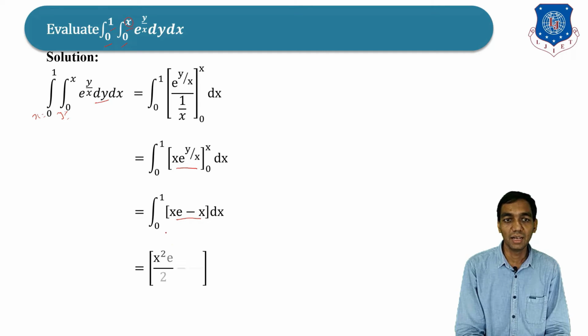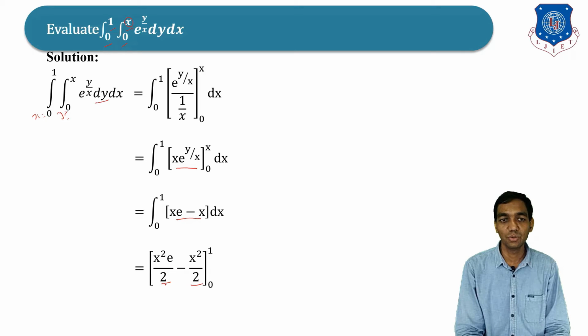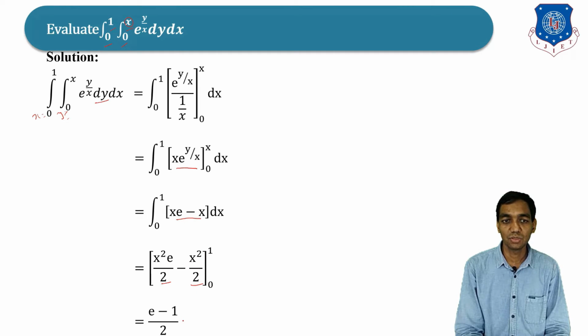Now take x common, or if you do not take common, then directly integrate: x has the integration x square by 2. So x square by 2 into e minus x square by 2, and the limit is from 0 to 1. If you substitute the values, this will be your answer: (e minus 1) by 2.